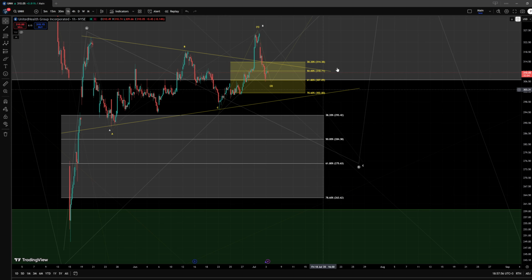Overall, you do have two support zones. You have the yellow support zone between $314 down to $302, and you also have the white support zone from $293 down to $263. So this is the trade setup.